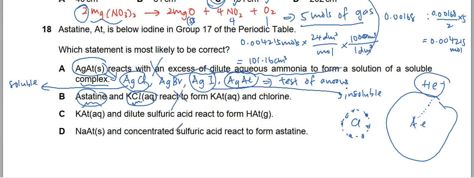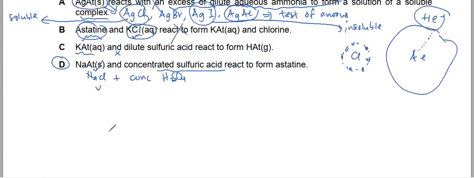And in this case, KCl is a salt, or KAt is a salt, so basically it does not react with dilute sulfuric acid, meaning the answer is D, so this is the one that is possible to happen, because we know that sodium chloride can react with concentrated sulfuric acid. So if it can happen with sodium chloride, it is likely that the same thing can happen with sodium astatide also.